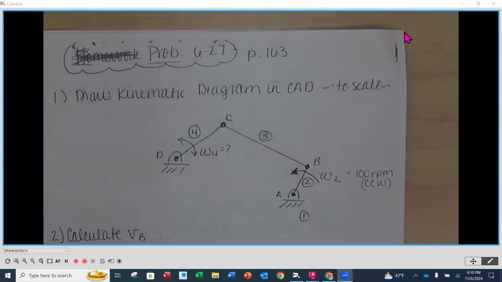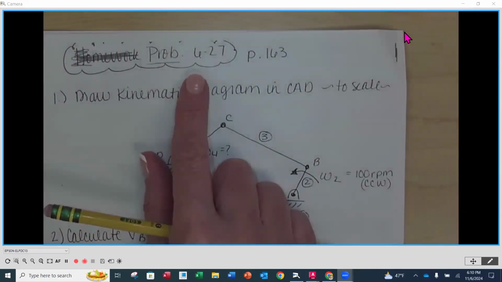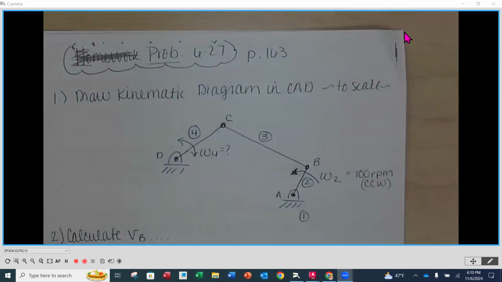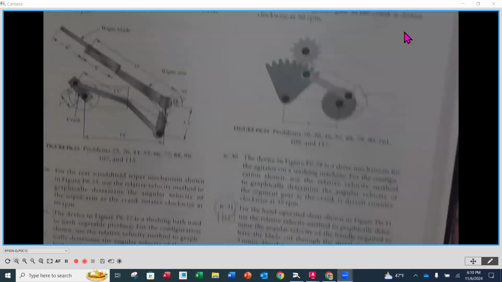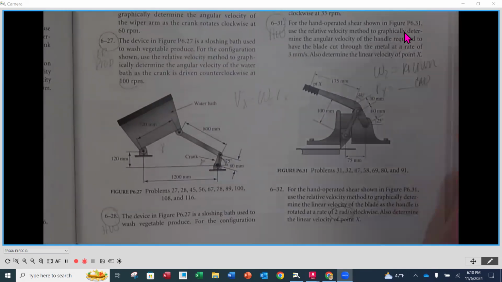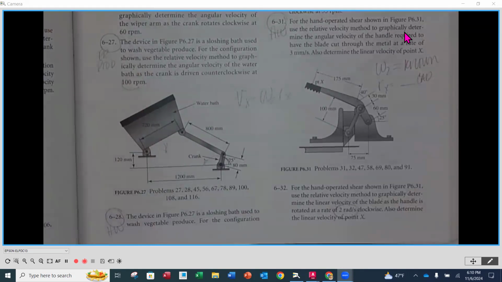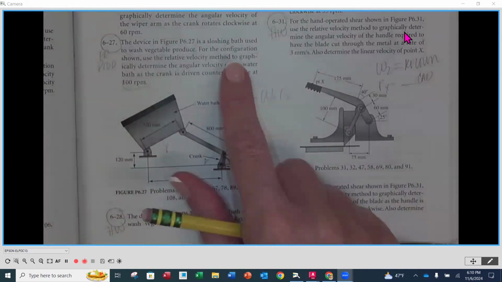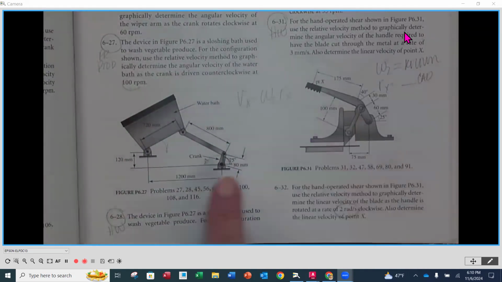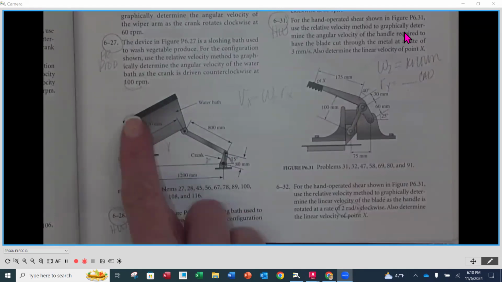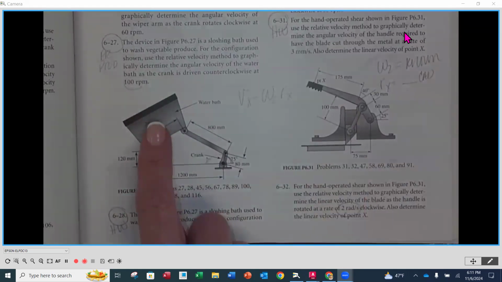Okay, we're going to continue on our handout and we're going to be looking at problem 627 in our book on page 163. If we look, it's in the first column towards the bottom here, problem statement 627. This is a device, a sloshing bath used to wash vegetables. It's kind of like the basket that they would go in.